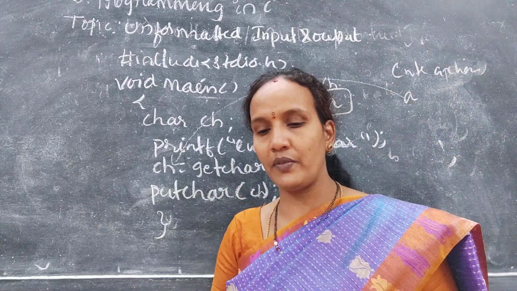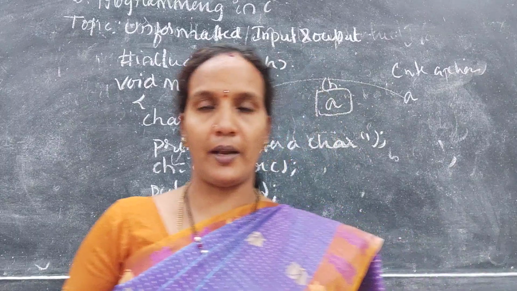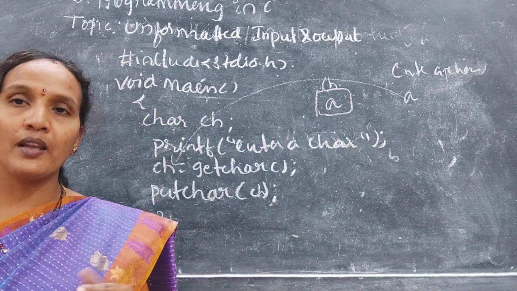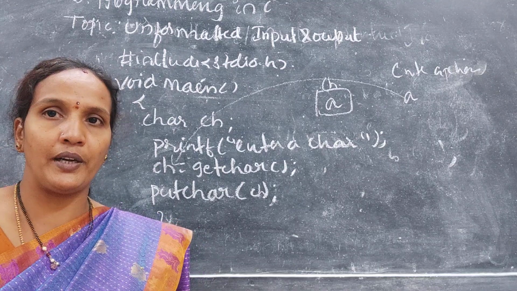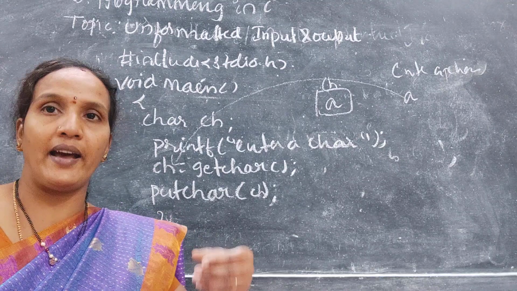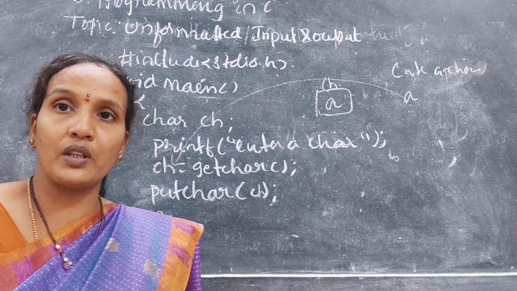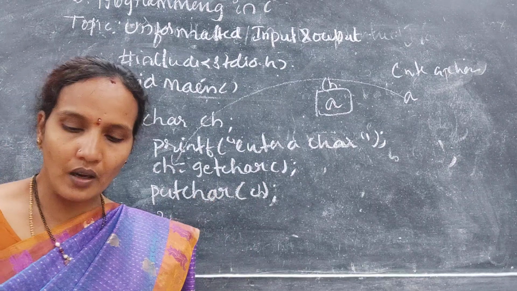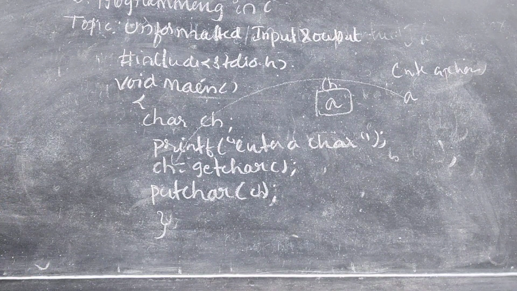That is the difference between getchar and putchar. getchar is used to collect only one single character from a user, and the putchar function is used to print only one character on the output screen, whatever character you have taken from the getchar function. Okay, and you take a screenshot of this.